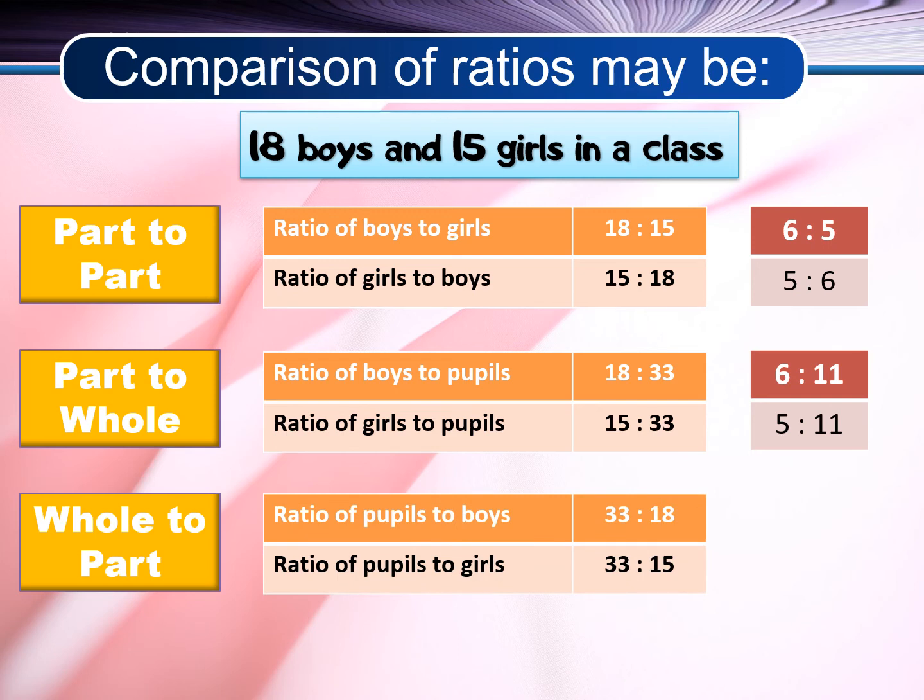Now we go on to whole to part. We can have the number of pupils to the number of boys, which is 33 is to 18, and pupils to the number of girls, which is 33 is to 15. Reducing the ratio to lowest terms, we get the final ratio, which is 11 is to 6 and 11 is to 5 respectively.